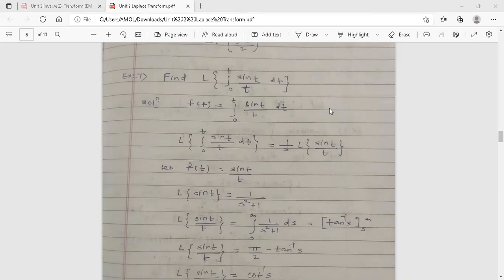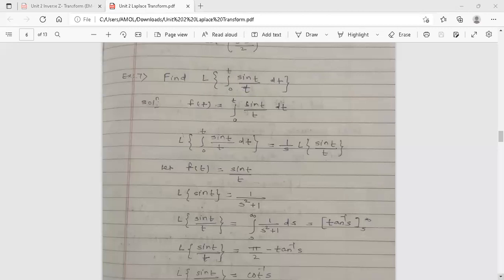See the example here. Find the Laplace transform of integration over 0 to t sin t upon t dt. Now, how to find this Laplace transform? First, you find the Laplace transform of sin t. Then, using the division by t property, you find the Laplace transform of sin t upon t. And then using the integral property, you find the Laplace transform of integration over 0 to t sin t upon t dt.